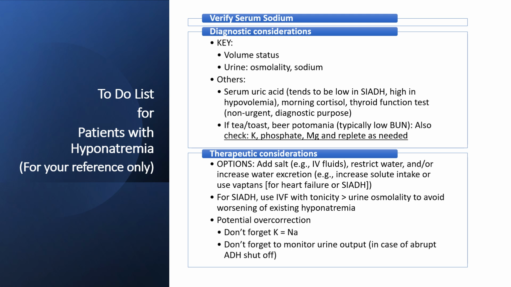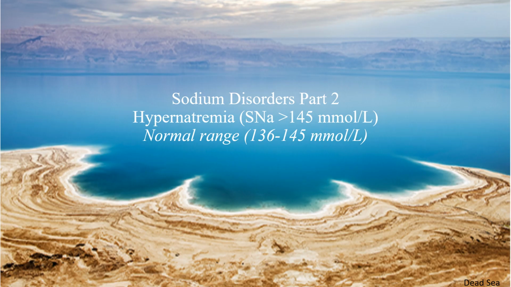Abrupt ADH shutoff may occur with rapid volume expansion in hypovolemic patients or treatment of the underlying condition that induced SIADH. Let's now switch gears to hypernatremia.